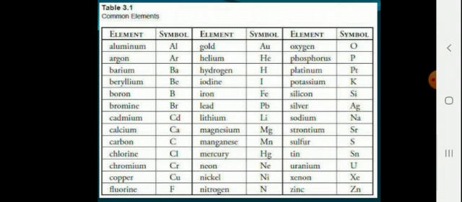This chart shows symbols of various elements with their name. You can read out all the elements and write down their symbol in your science practical copy. Aluminium Al, argon Ar, beryllium Be, barium Ba, boron B, cadmium Cd, calcium Ca. Likewise, you read out all the elements and write their symbol and prepare this chart in your science practical copy.